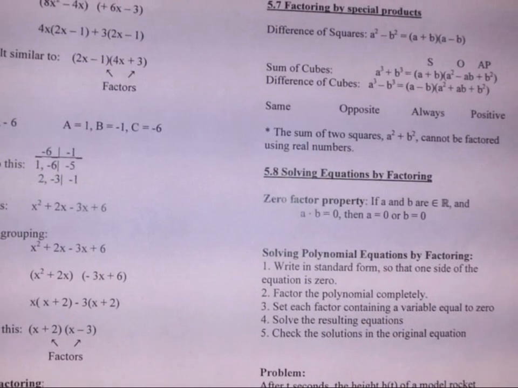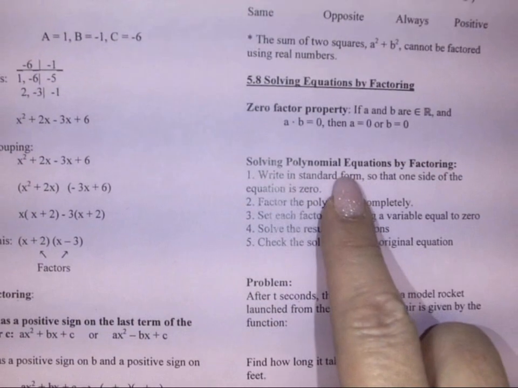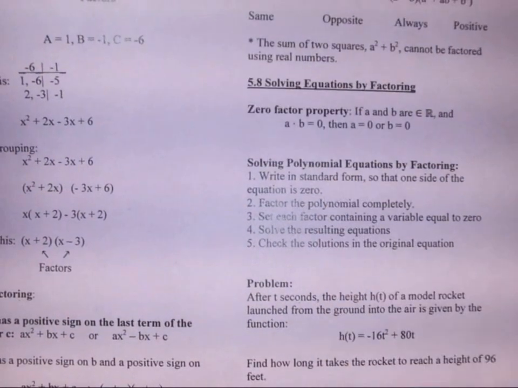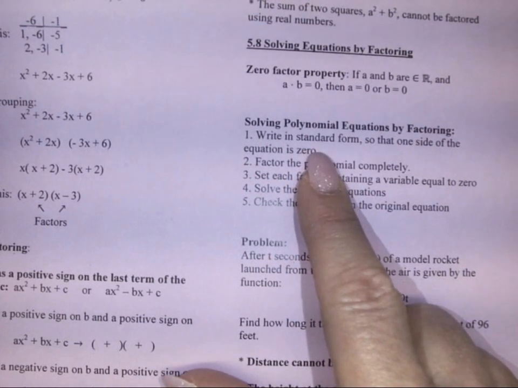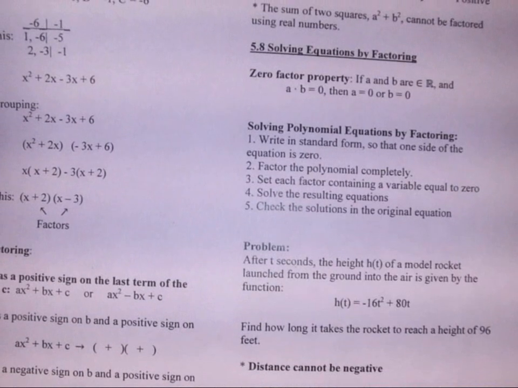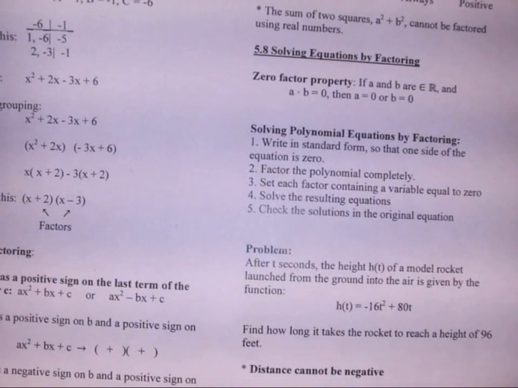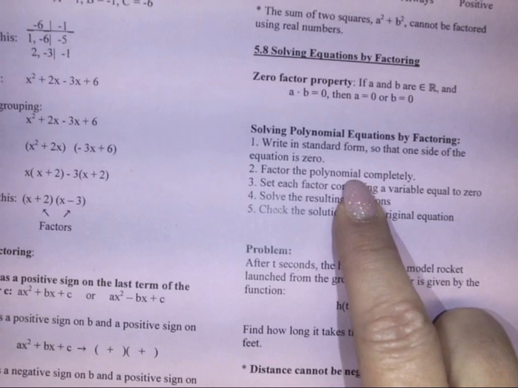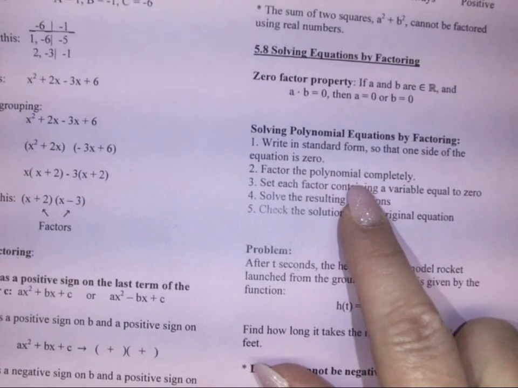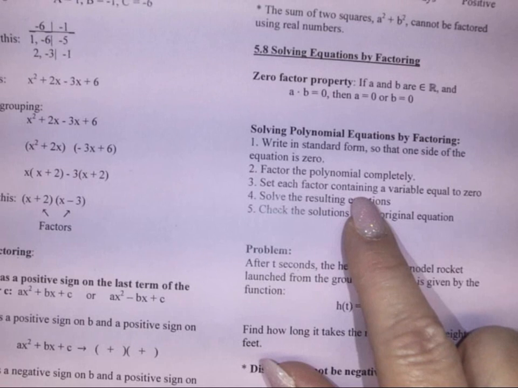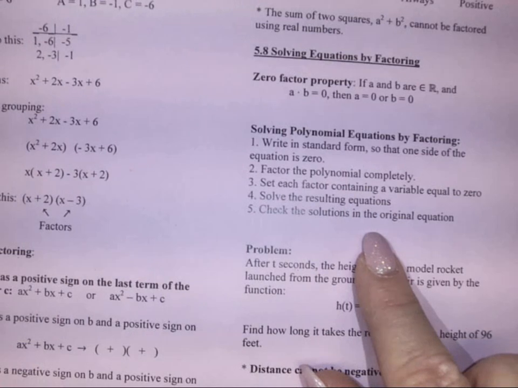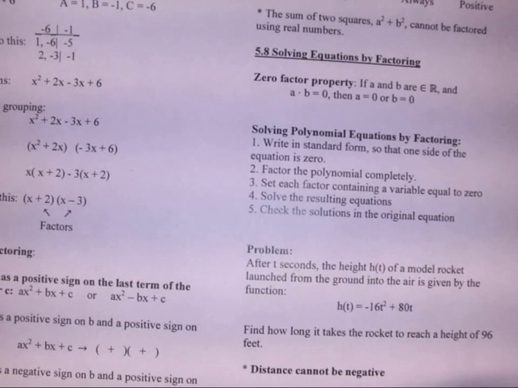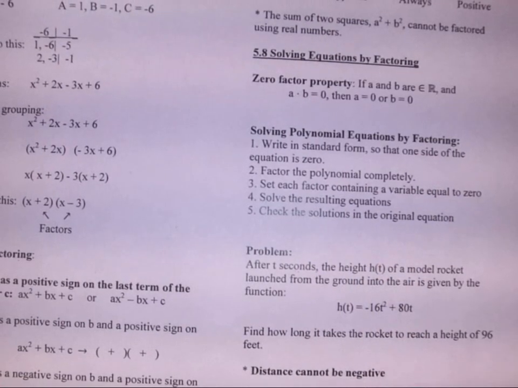If you're in my class and you have the handout, I have some hints for you for solving polynomial equations by factoring. First of all, you need to write it in standard form. That means one side is equal to 0. If it needs to be factored, you're going to need to factor it completely. Set each of the factors containing a variable equal to 0. Solve those resulting equations from step 3, and then check your solutions back in the original equation, because sometimes you'll have erroneous solutions.